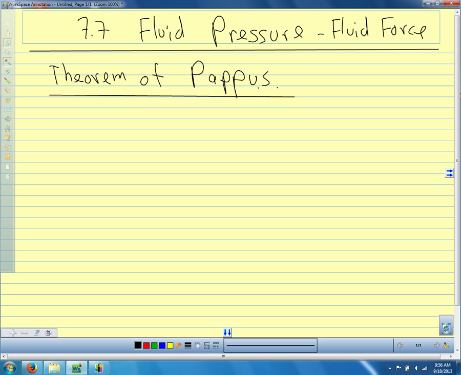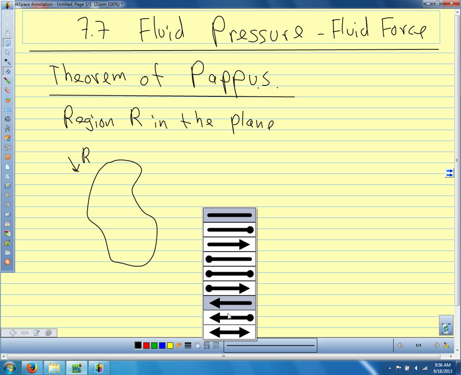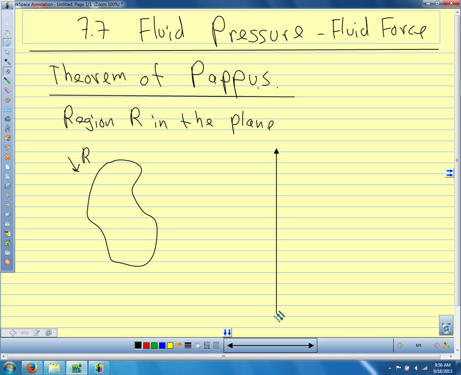So we have some region in the plane. Here's my region, region R. And we have a line in the plane that doesn't intersect our region. There's my line; we'll call this line L. For the theorem of Pappus, line L doesn't intersect R. It's outside of the region in the plane. And we're going to say that this point here is the centroid, or the center of mass, of R.